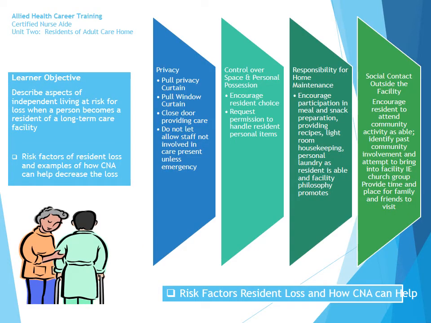So what are some ways that we can take care of the residents in the face of these losses? With privacy, you can absolutely maintain privacy by pulling the privacy curtain. If there's two people in a room, then you can pull the curtain between them so that they don't need to see what the other person is doing.